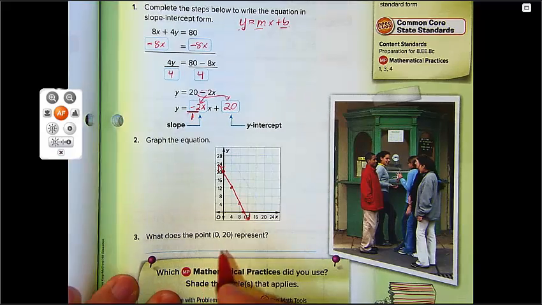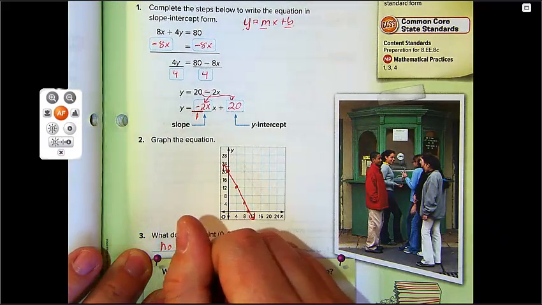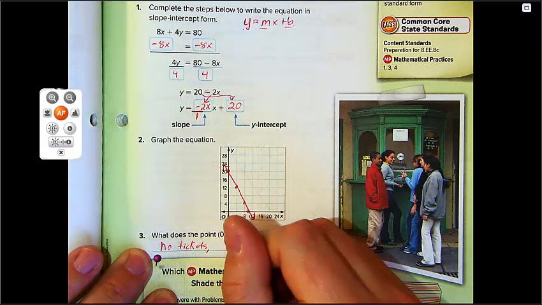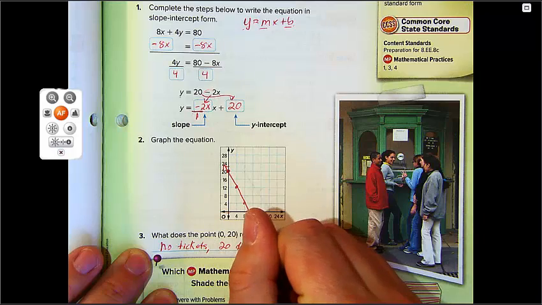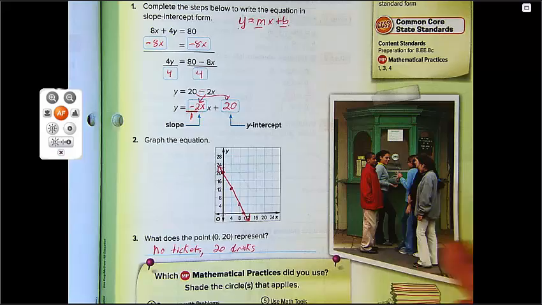So what does the point (0, 20) represent? I would put something like no tickets and 20 drinks. Something like that, all right? Okay, go ahead and turn the page.